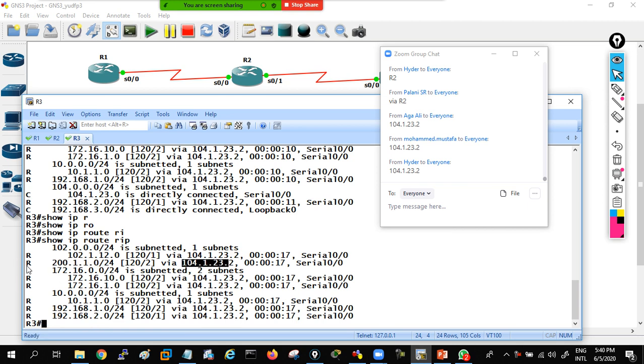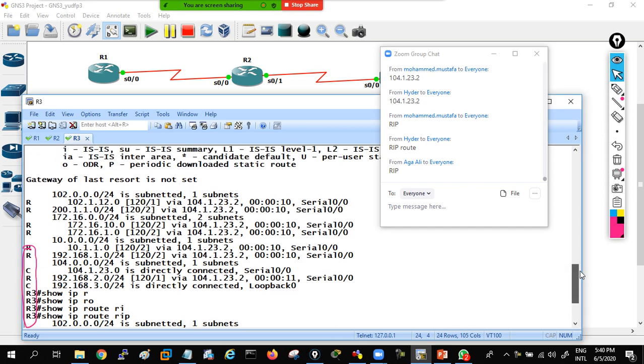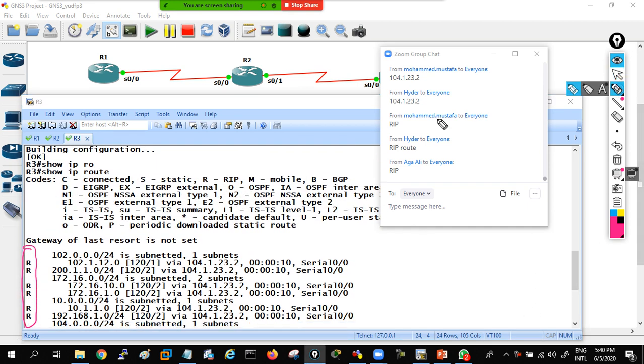See guys, here it's showing R. What is R? Whenever you see that R, it's a RIP route. All are the RIP routes. If you have any doubt, you just go up and see. Whenever you see R, it's a RIP route. Everybody understand, guys? This is what the RIP protocol does. This is your RIP routes.